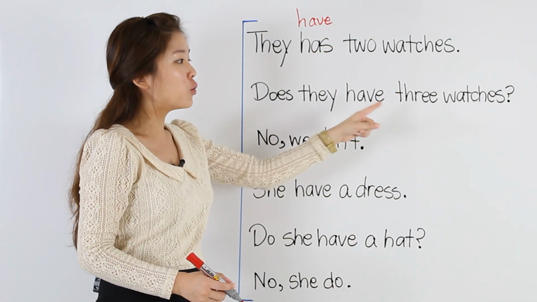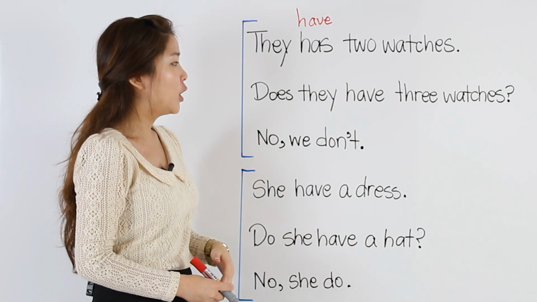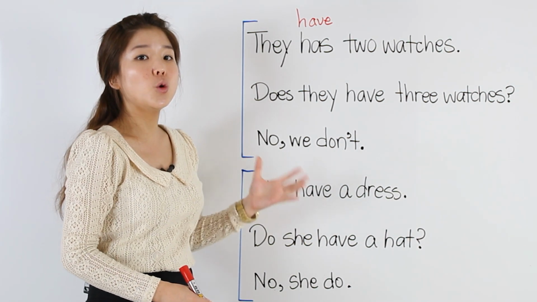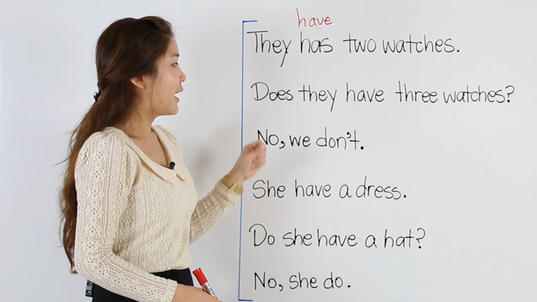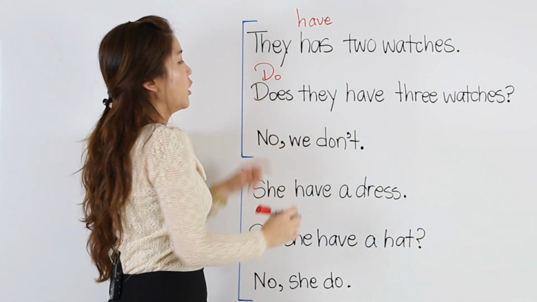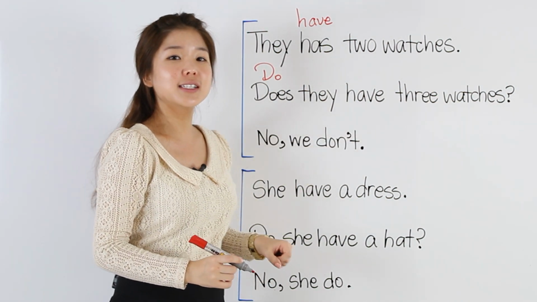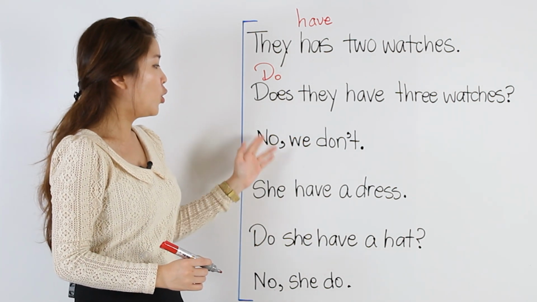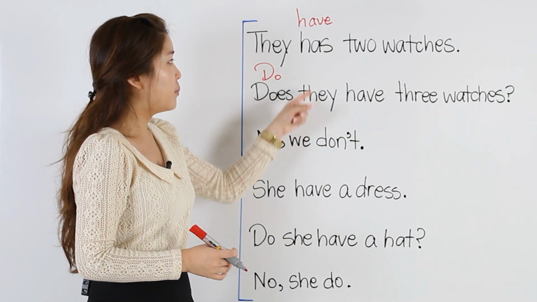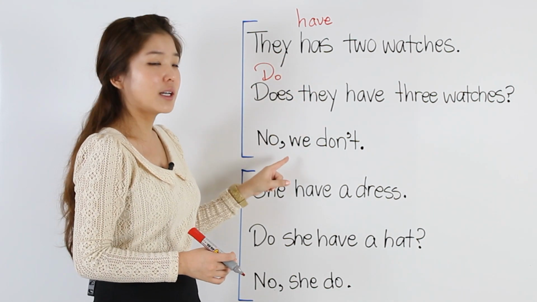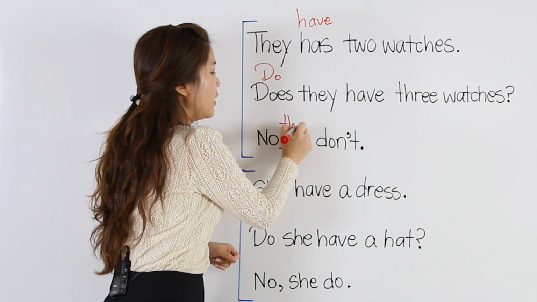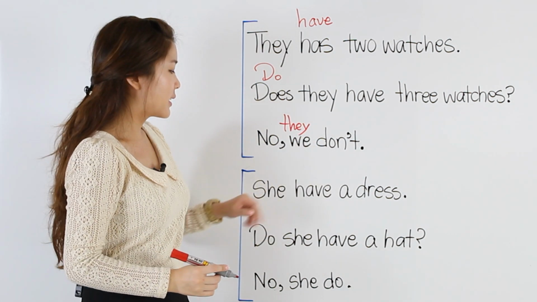The next one is a question. Does they have 3 watches? Okay, remember, when we start a question, we have to use do or does. Here we have does, but remember, for they, we begin with do. Do they have 3 watches? And in the answer, no, we don't. What's wrong with this answer? Remember, the pronoun has to match. It has to be the same. Do they have 3 watches? No, they don't.